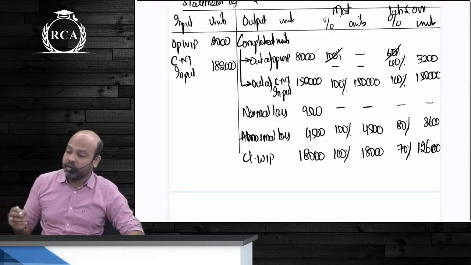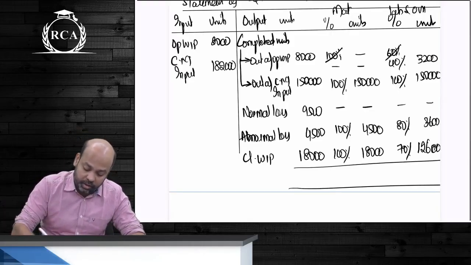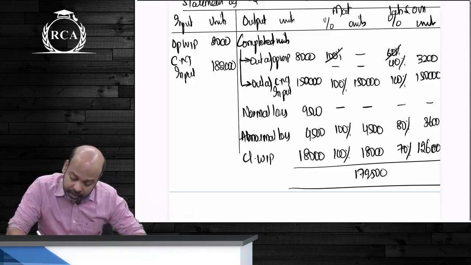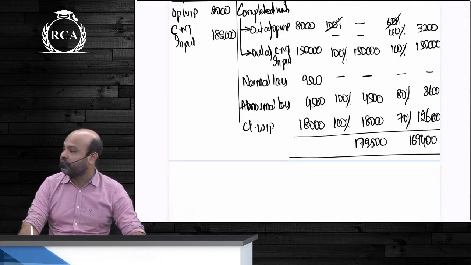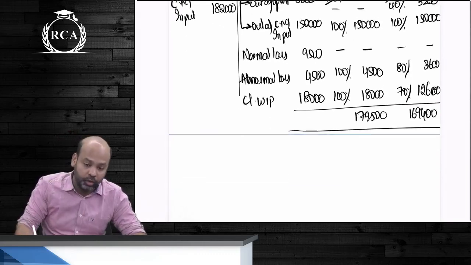Yes or no? Because this is the FIFO method, we are only taking the amount of work that is being performed in the current month. Can you add the number of units? I did it. So 1,72,500 and 1,69,400. These are the number of units.